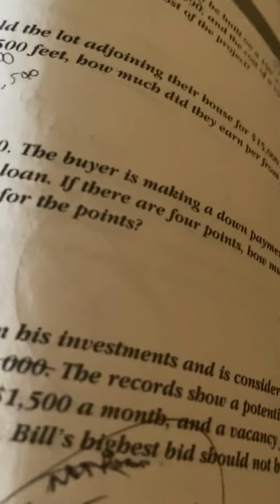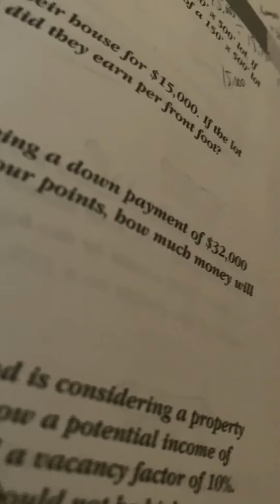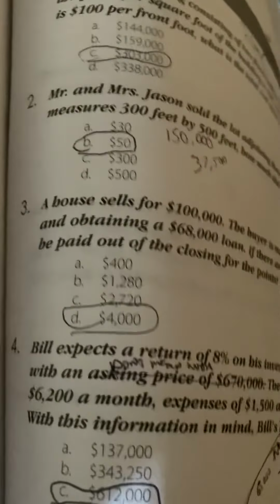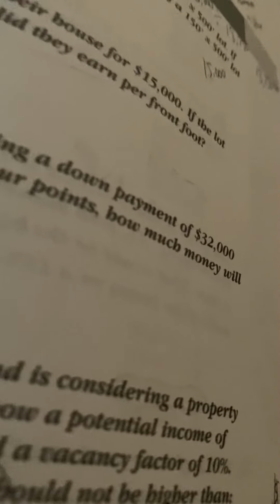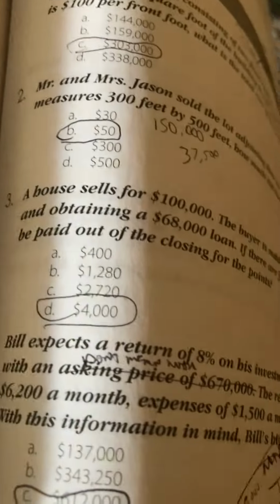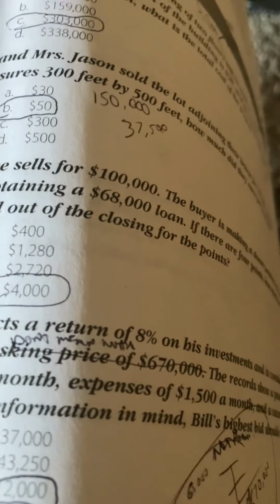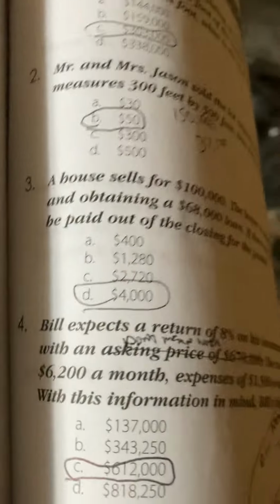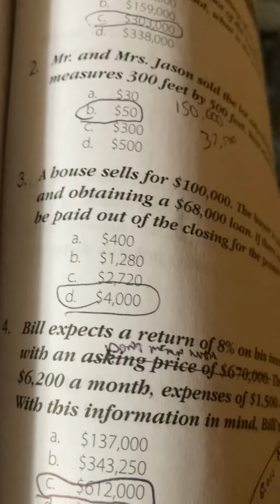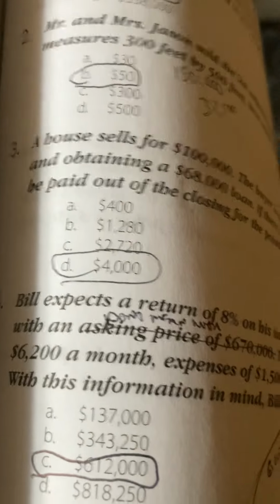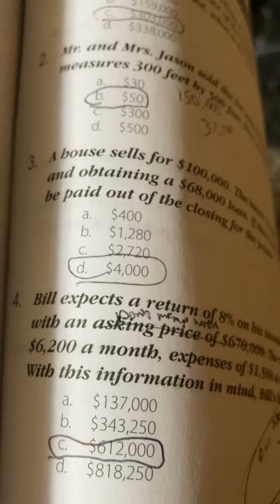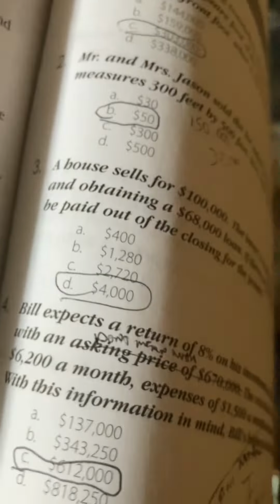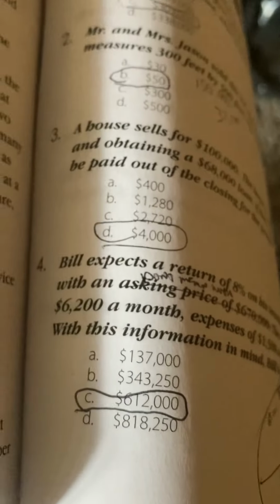Number 3, a house sells for $100,000. The buyer is making a down payment of $32,000 and obtaining a $68,000 loan. If there are 4 points, how much money will be paid out of the closing for the points? A, $400, B, $1,280, C, $2,720, or D, $4,000? The answer is D, $4,000.